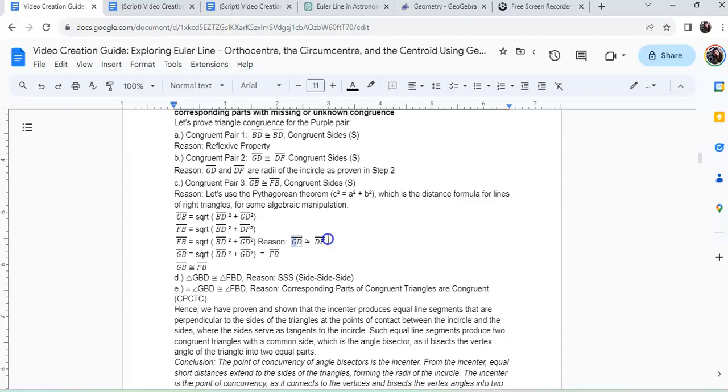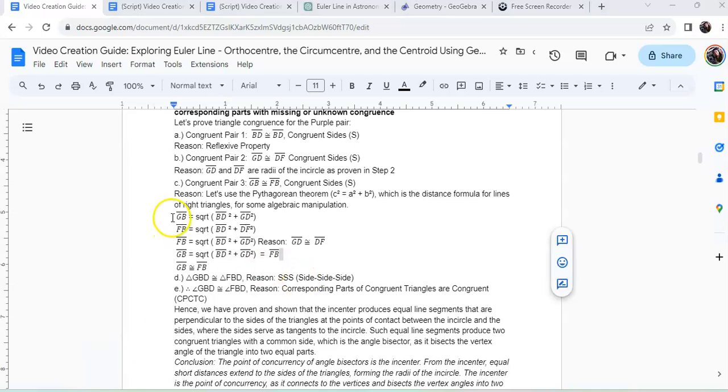And now we all know that side GD is equal to side DF, as stated or proven here at section B. So we can do substitution now. We're going to replace side DF with side GD. So we can say that side FB is equal to the square root of the square of side BD plus the square of side GD.